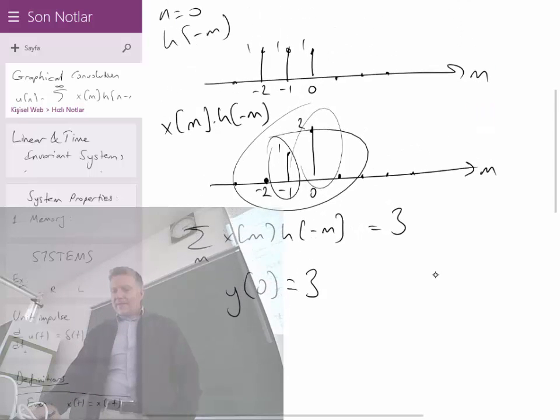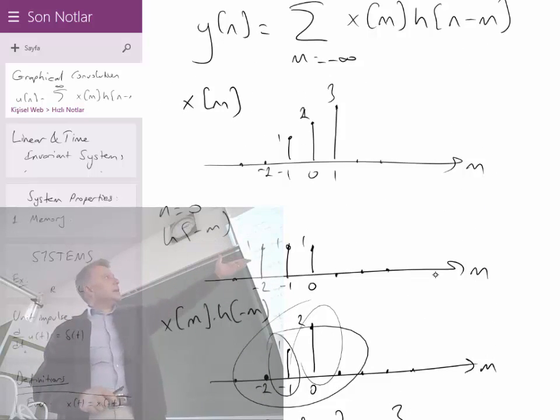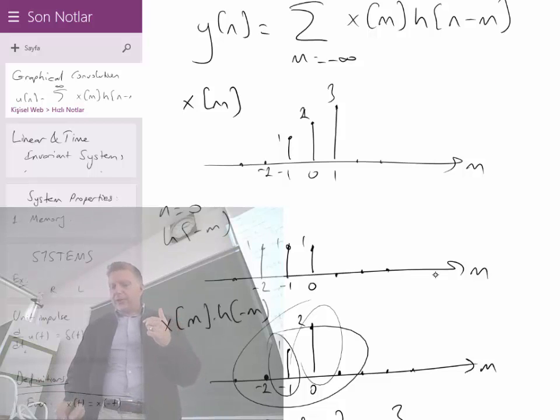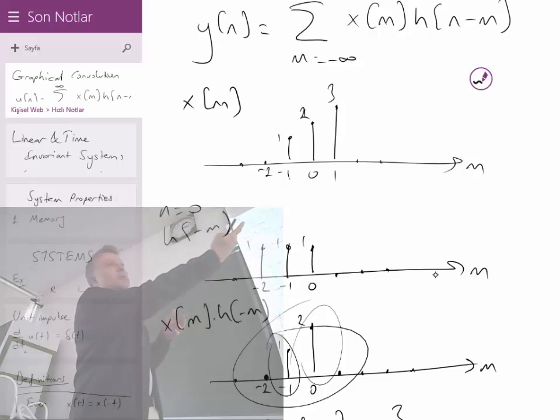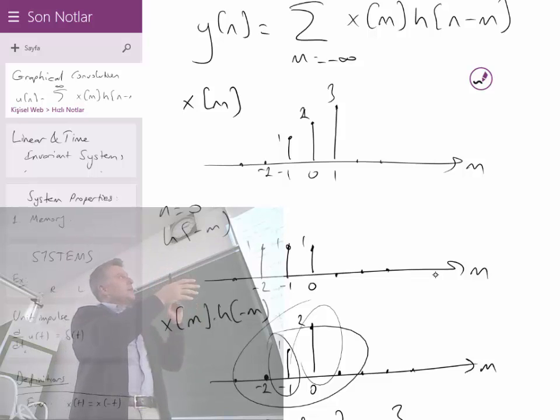Now let's go back. x of m and h of m here. How can we evaluate, let's say, y of 1? We have to say n is equal to 1. So we don't need to have h of minus m, but we need to have h of 1 minus m. Do you remember what h of 1 minus m was? It was one shifted to the right version of this flipped around thing. So it's not h of minus m anymore, it is h of 1 minus m. Let's shift it towards right.